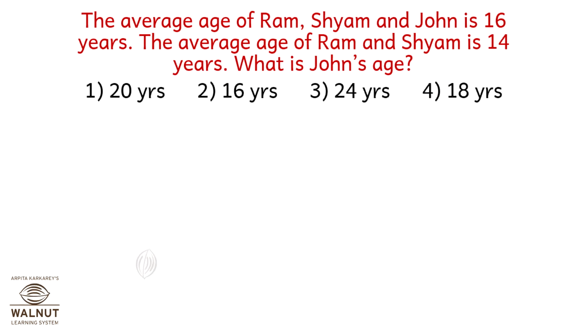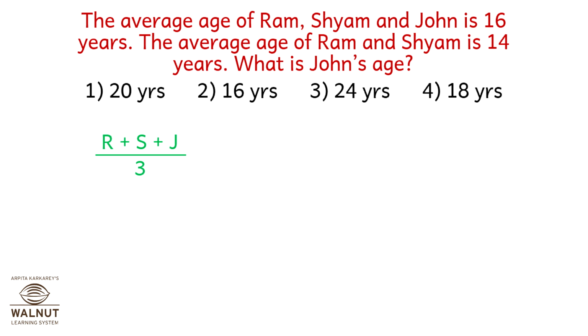The average age of Ram, Shyam and John is 16 years. The average age of Ram and Shyam is 14 years. So what is John's age?